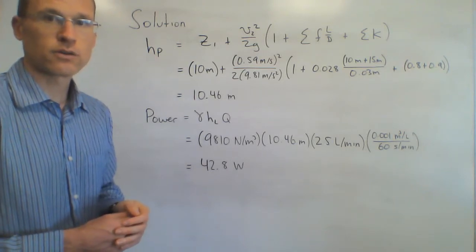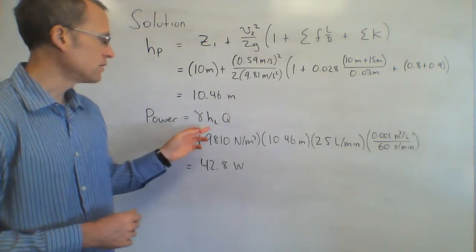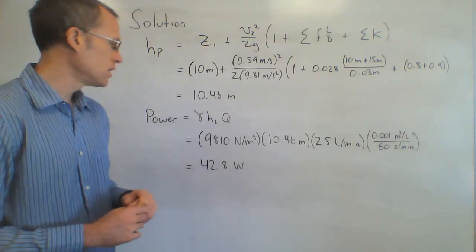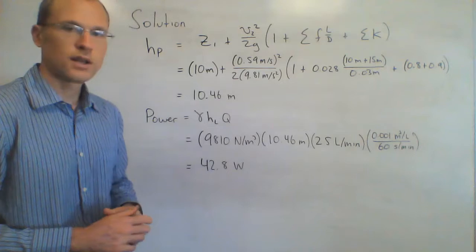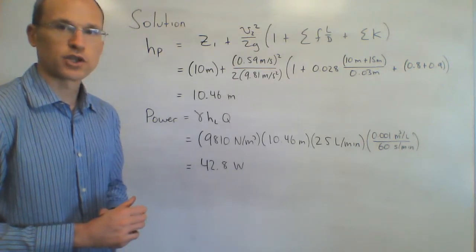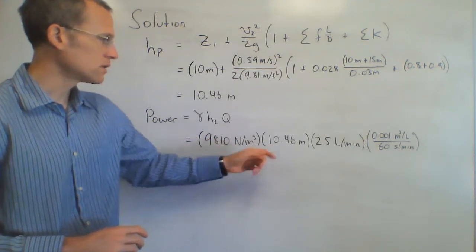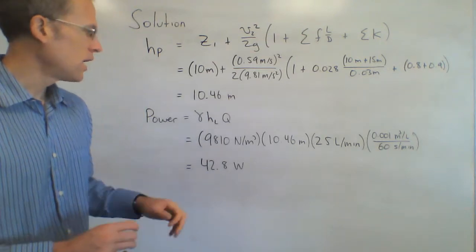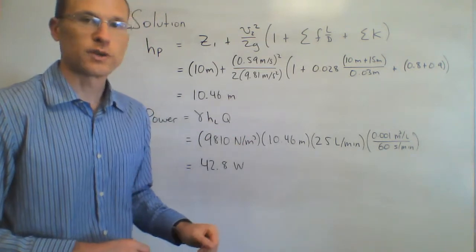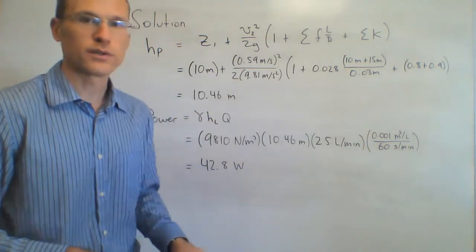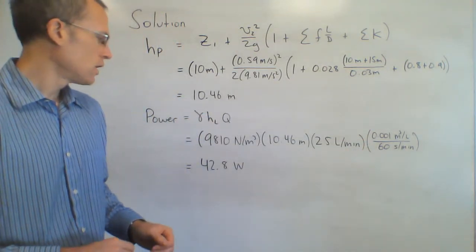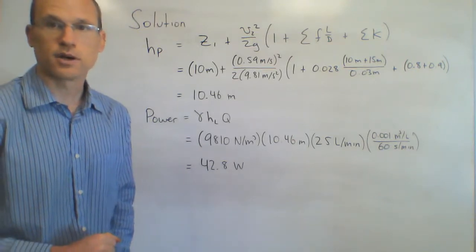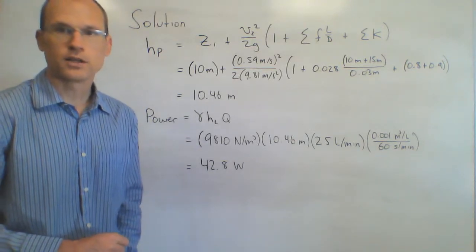And then to find the power, multiply that by gamma and Q, the specific weight and the flow rate. So for water, specific weight, 9,810 newtons per cubic meter. My head loss, or pump gain, of 10.46 meters. And then Q, 25 liters per minute. Again, convert that to proper units. So end up with 42.8 watts. That's the size pump or power pump that they're going to need to make this work.